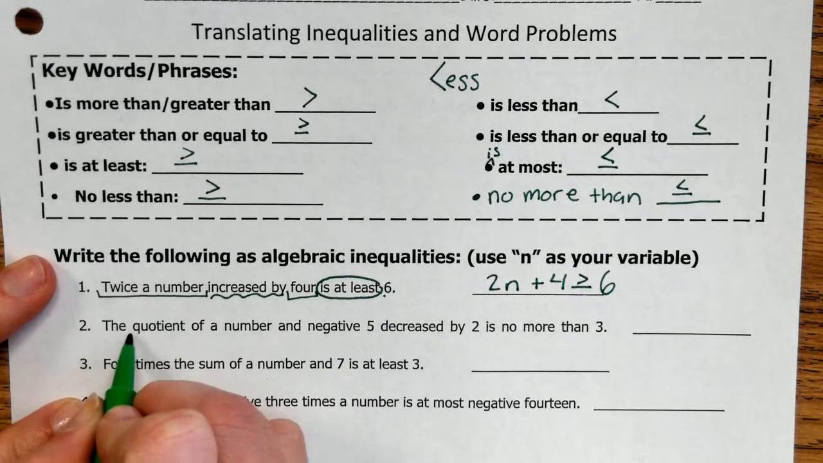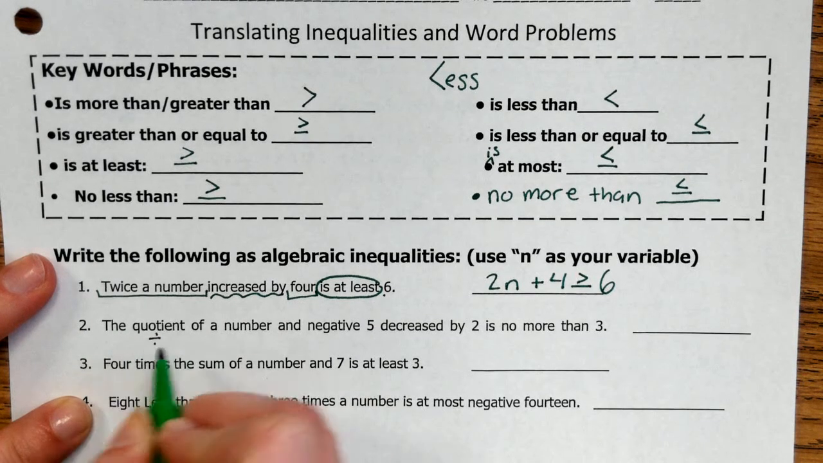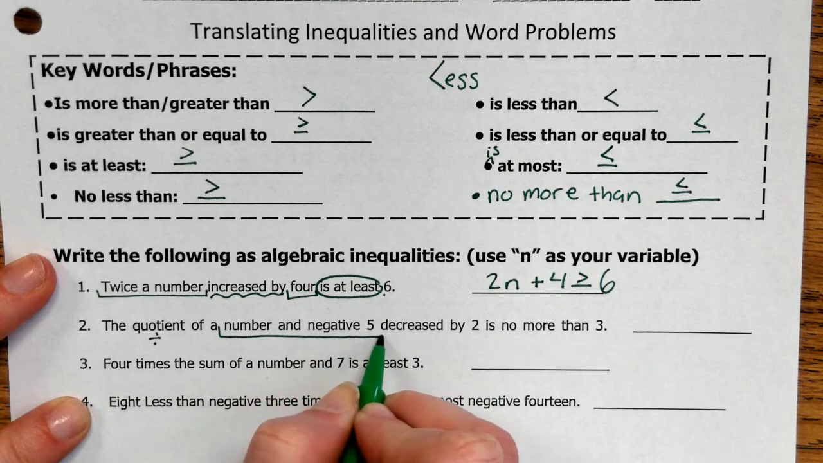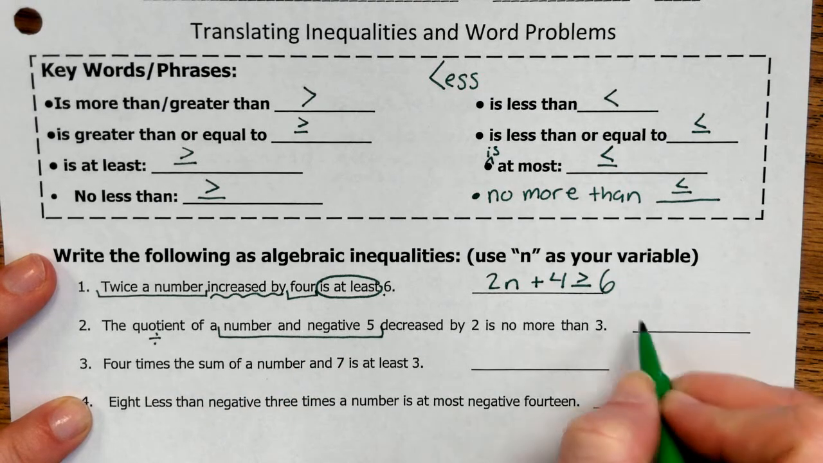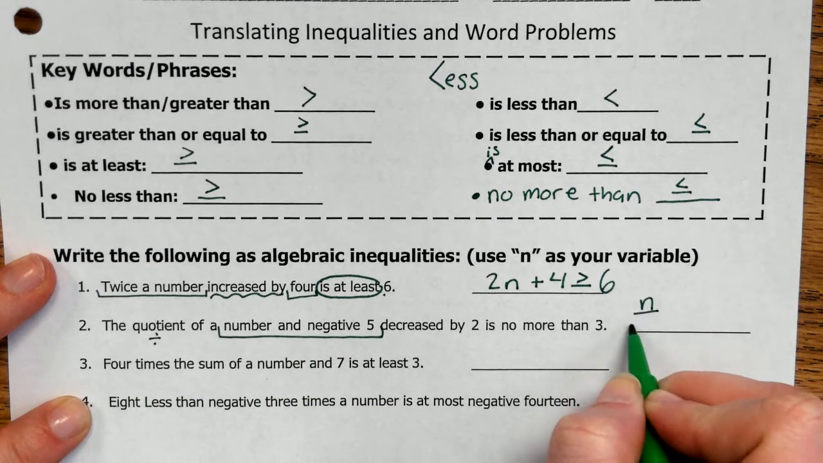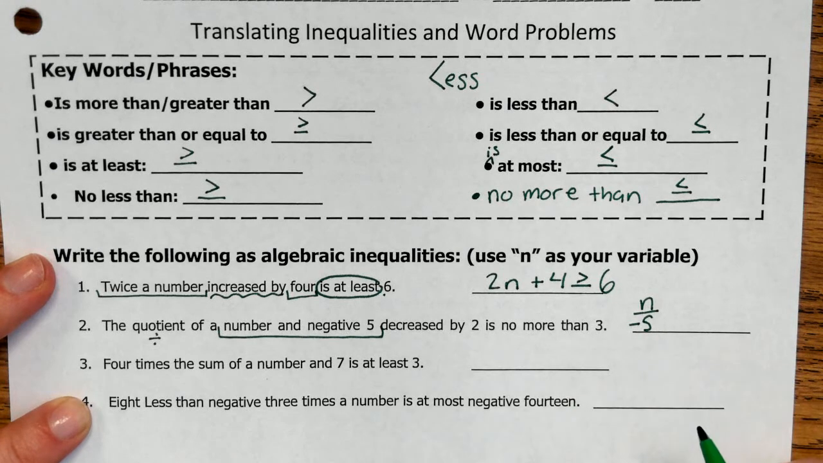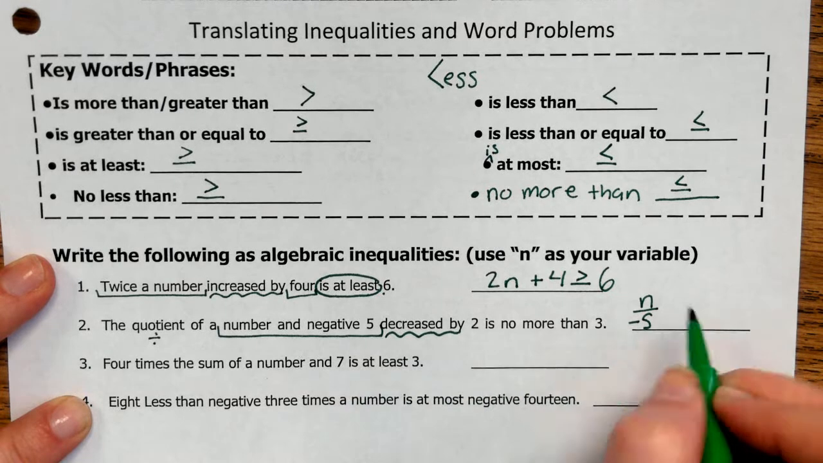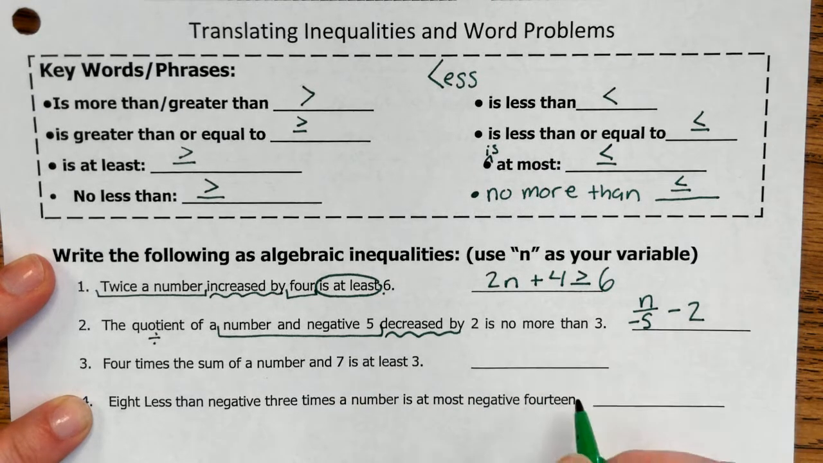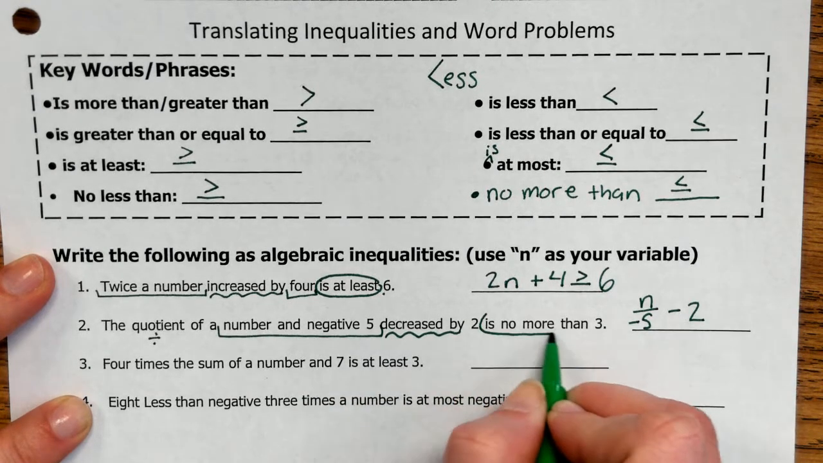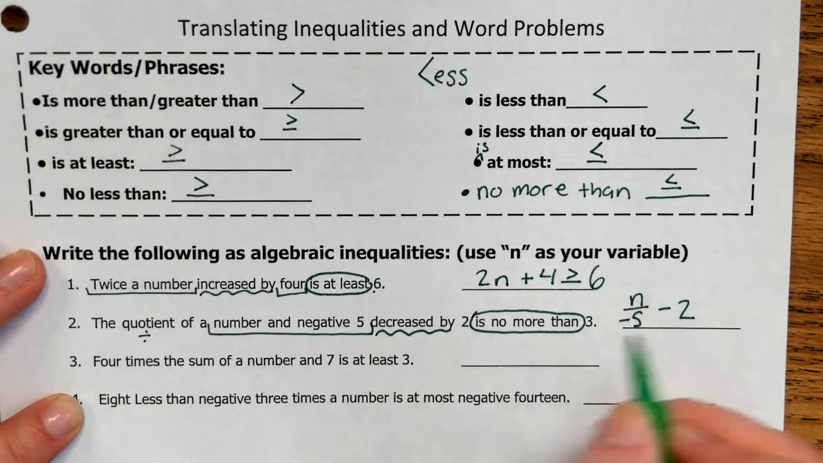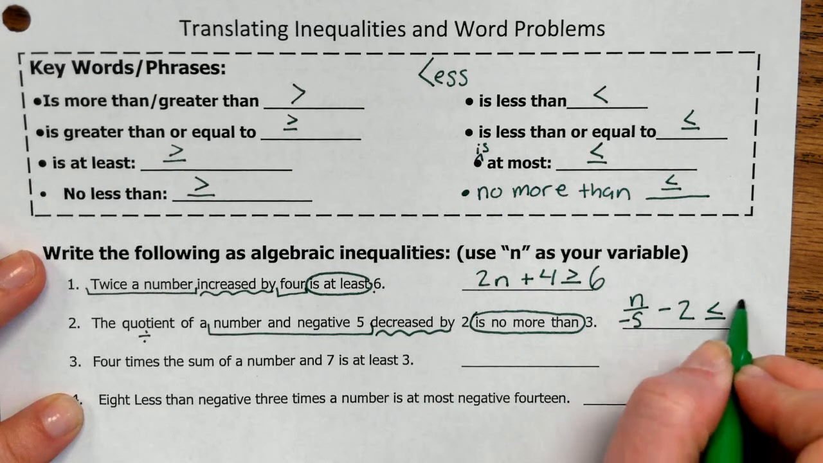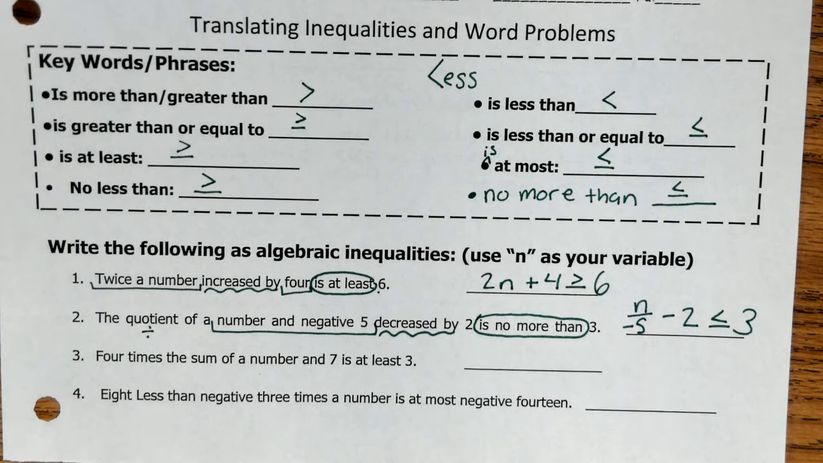What does quotient mean? Division. And what two things are we dividing? A number and negative 5. So n divided by negative 5. Decreased by, what does that mean? Minus, and we're subtracting 2. Is no more than, what's that? Less than or equal to 3.